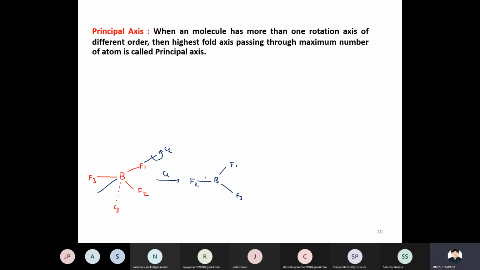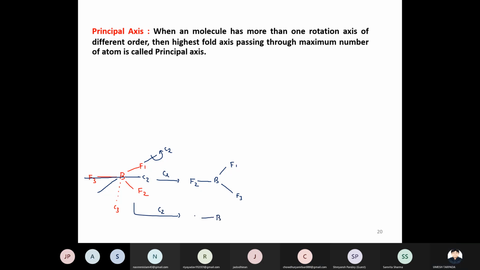So how many such C2 are there in this molecule? One example I have given, where F1 remains as it is and F2 and F3 can change their position. So how many other C2? Passing through? F3 and F2. One is passing through F3 and the second one through F2. Good. This is another C2. If you apply this C2, then you can have this result.